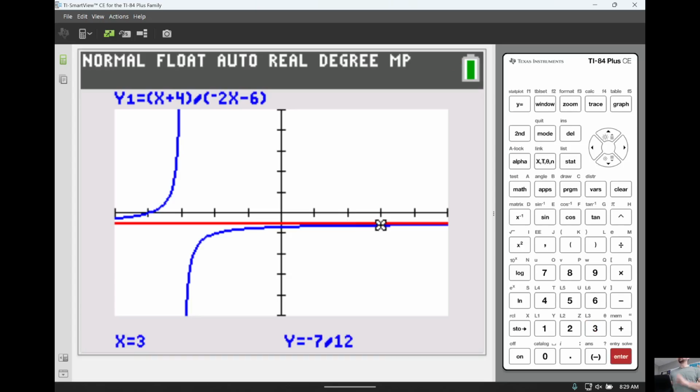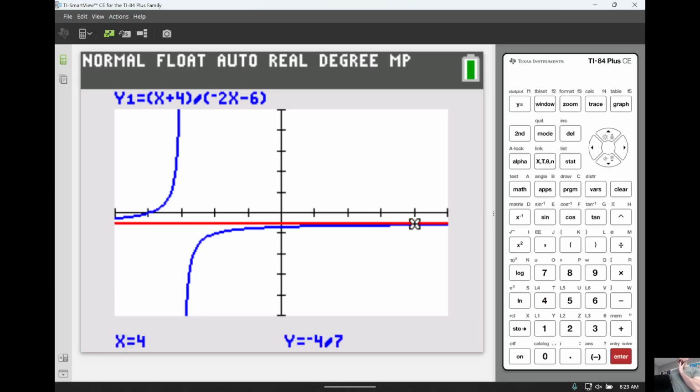That's probably it, yeah. And then if you did 3, it would be negative 7/12. 4 would be negative 4/7. But yeah, it should never get equal to negative 1/2 or bigger than negative 1/2. It shouldn't cross this at the far right of the graph. Okay, other questions about 7?